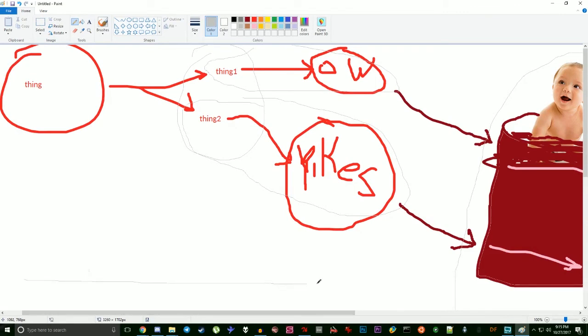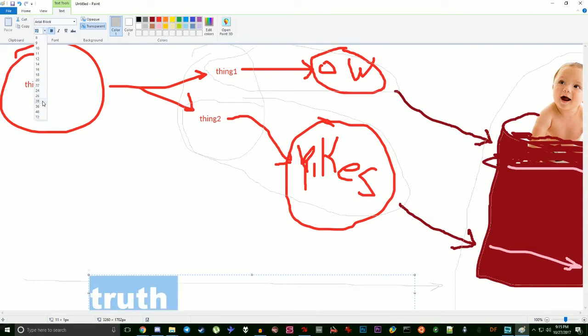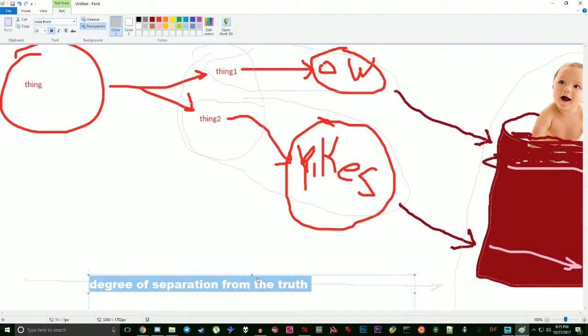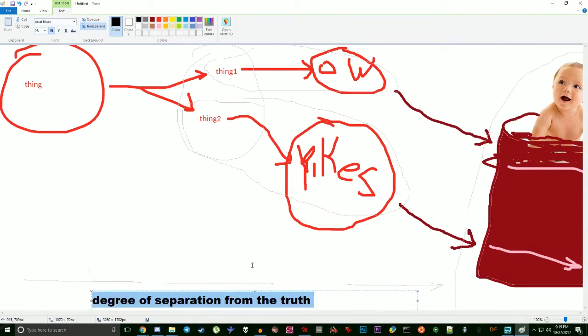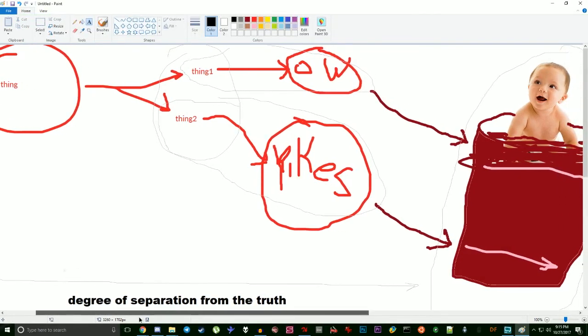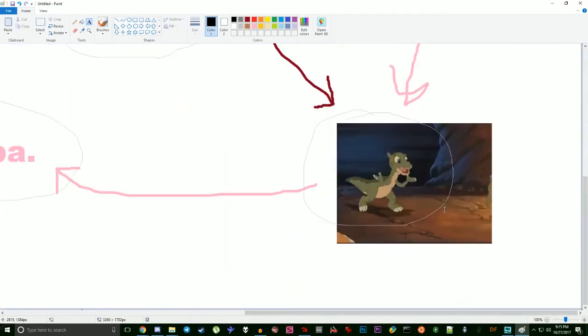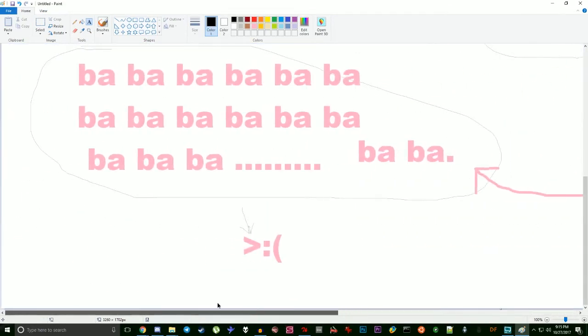You could look at this as an axis that represents the degree of separation from the truth. I'm gonna write that down. Of separation from the truth. I need to make that smaller. Okay, there we go. Degree of separation from the truth. That's excellent, that's on point, very astute. And so, as you can imagine, by the time we're over here, nothing makes sense. But we're gonna come back.